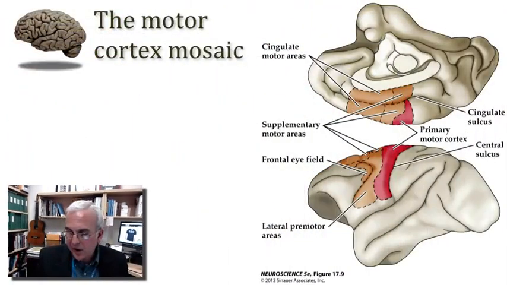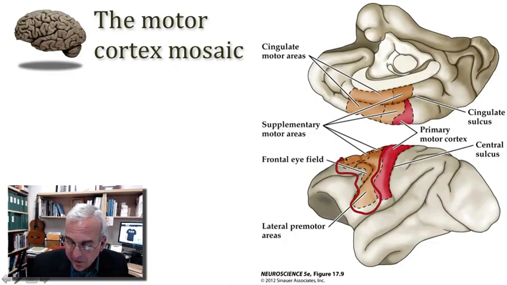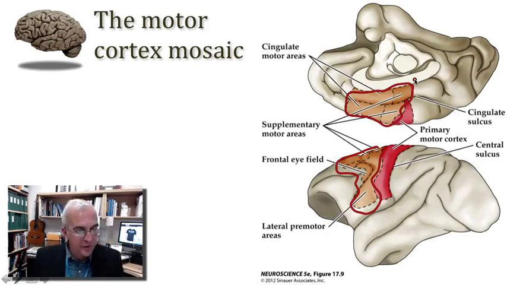Illustrated here in this slide is the distribution of the premotor cortex in a rhesus macaque brain, where the details of organization are much more clear, at least at this stage in our understanding. So where we find this more orangish color, that's our premotor cortex.